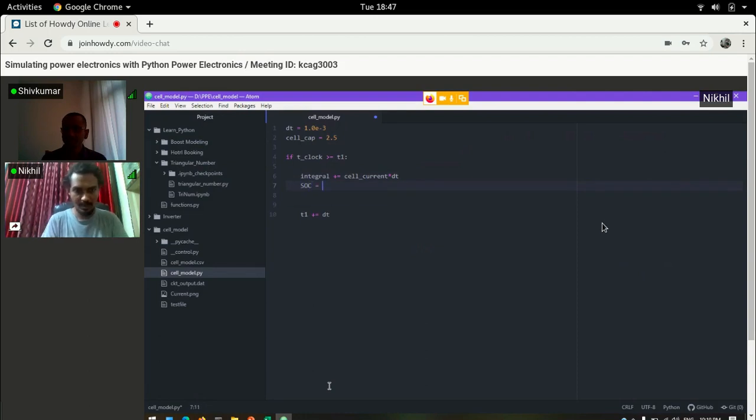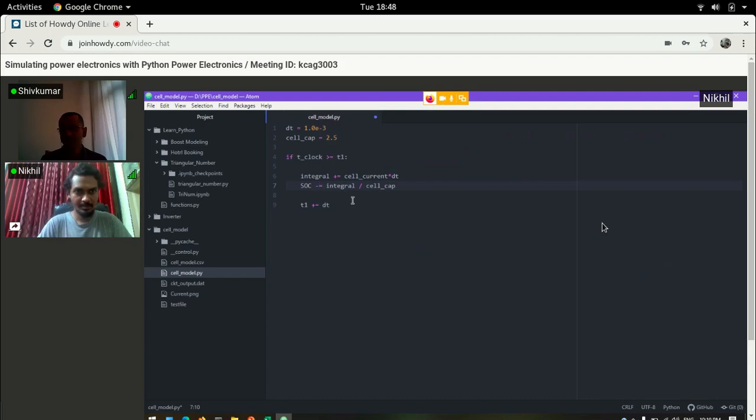SOC is equal to... Okay, so it's important to understand that this is the variation SOC. SOC is equal to SOC minus this, right? So you have to put a minus equal to sign. Right. So now that we have done this much, what I would say is let us plot it.